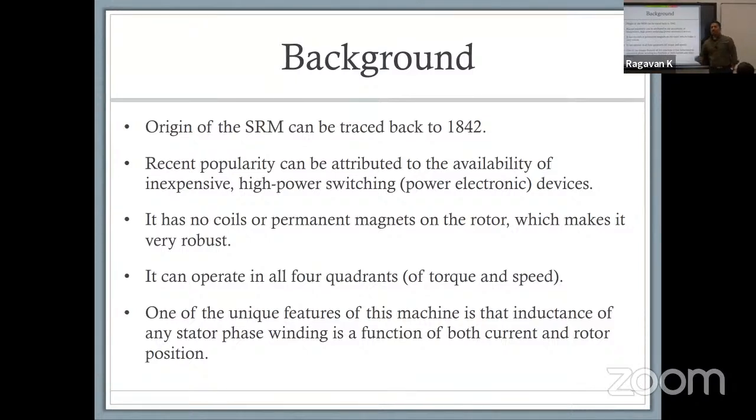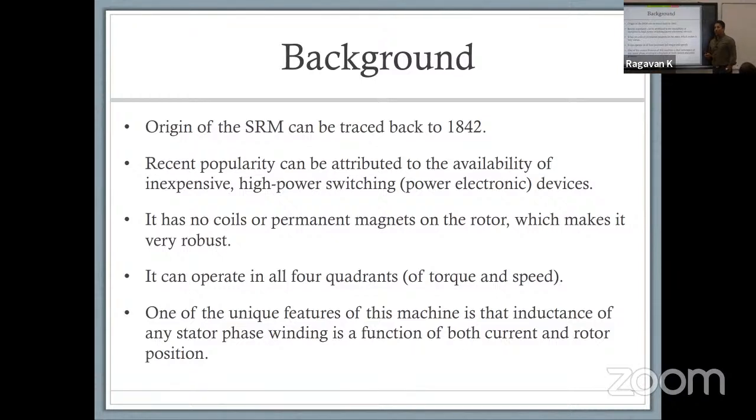The reason it didn't become popular earlier is that the electronics used to drive the motor were not as mature as they needed to be, specifically to give you high precision control. The benefits we already know. It doesn't have any coils. I'll show you a little bit about them as we go forward as well.